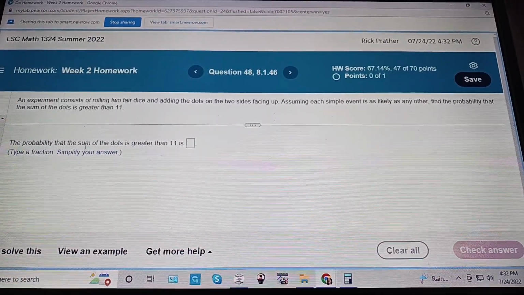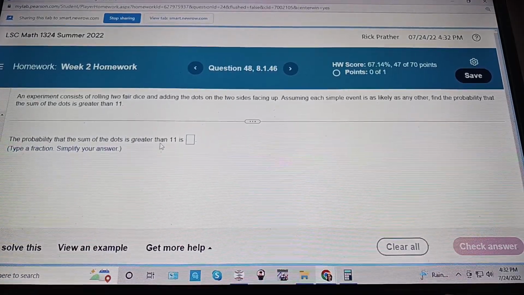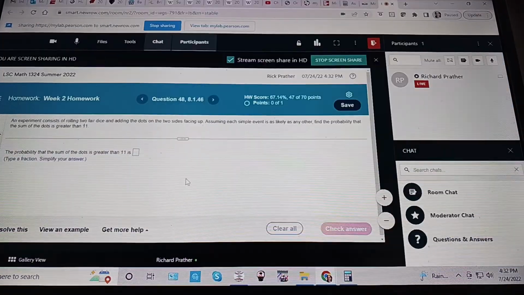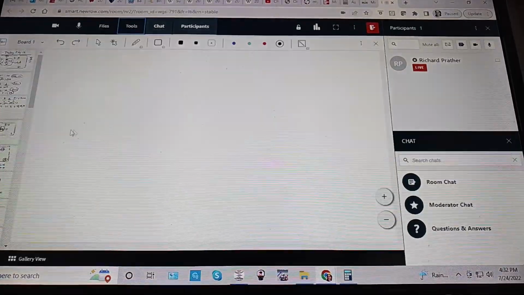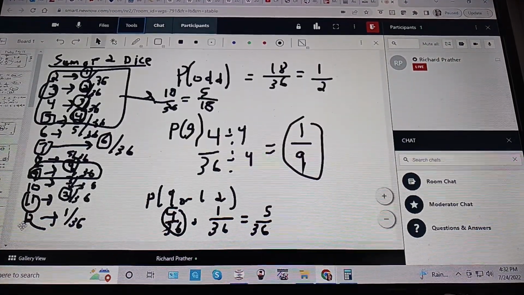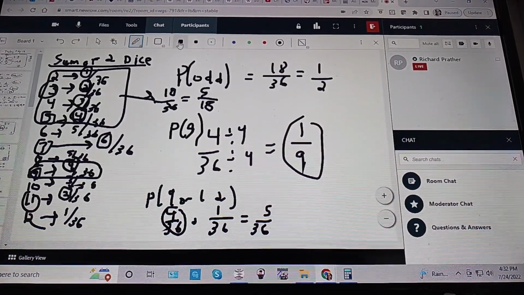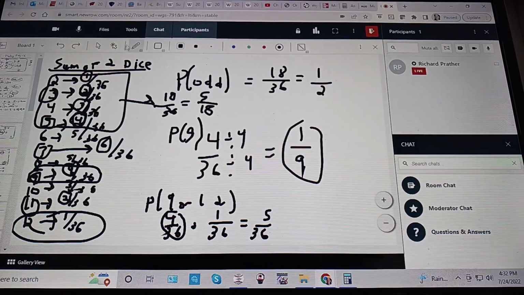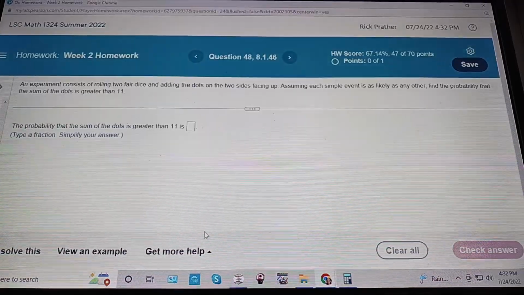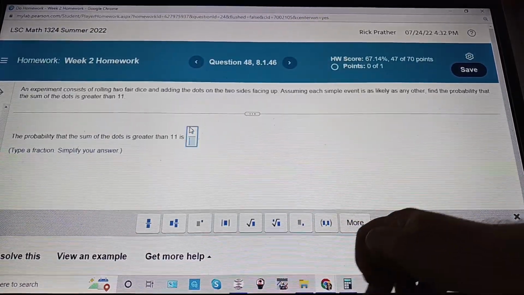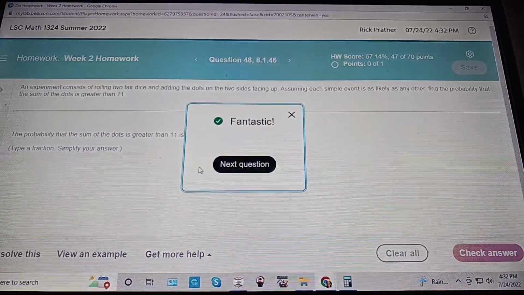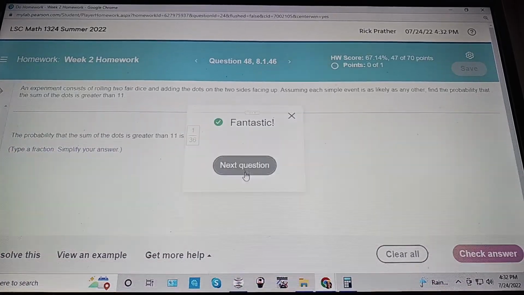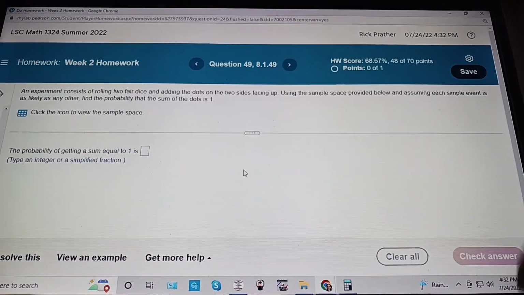Here's another 2 dice problem. Now we want a sum that's greater than 11. This is an easy one. Greater than 11. The only number here that's greater than 11 is 12. So it has a 1 out of 36 chance. I just have to look it up. That's why I like that chart where you can just look up answers part after part after part. Question after question after question. That's all about 2 dice.